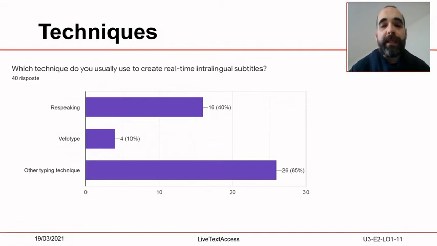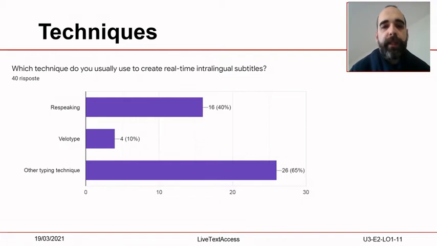We will now analyze the answers to the 3 general questions. The first one is: which technique do you usually use to create real-time intralingual subtitles? The possible answers were respeaking, velotype, or other typing technique. Most respondents, which means 26, which is equivalent to 65% of the answers, chose the third option, other typing technique. Most of them use the traditional PC keyboard with shortcuts to work faster. Only one respondent mentioned Palantype, which is a typing machine designed to type faster.